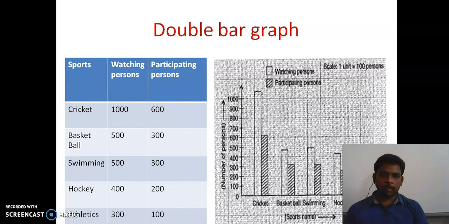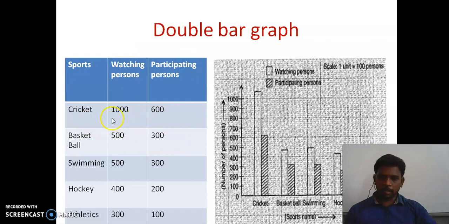So look at the graph here. So look at the data first. So here what are the categories? Sports. What sports are given here? Cricket, basketball, swimming, hockey and athletics are given here. So here 2 different pieces of information are given, that is number of watching persons and number of participating persons, right?